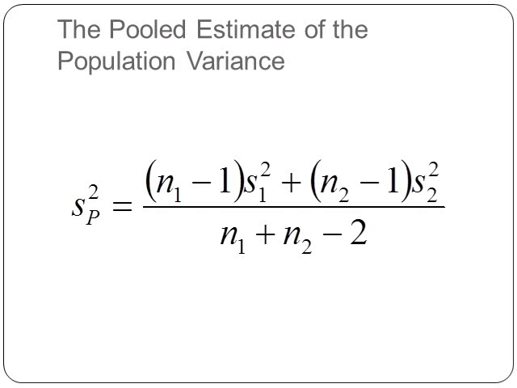We generate it by n1 minus 1, the sample size minus 1, times the variance of group 1, plus n2, the sample of group 2, minus 1, times that variance, divided by n1 plus n2 minus 2. So basically the weighted variance for group 1 plus the weighted variance for group 2, divided by the total number of both groups minus 2.